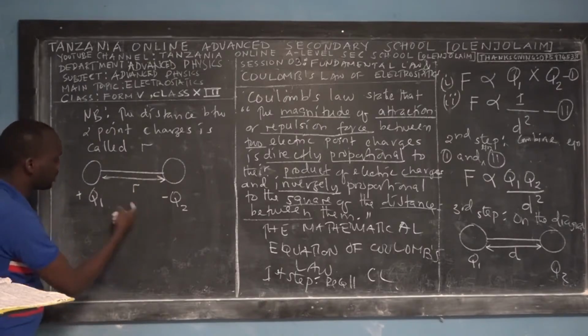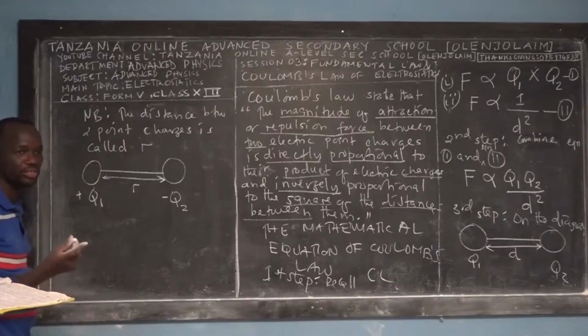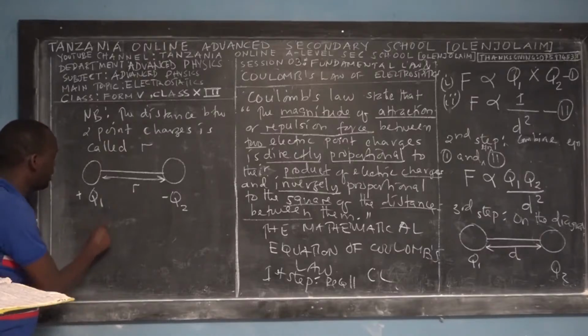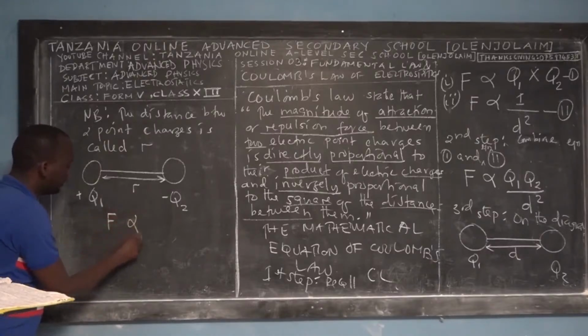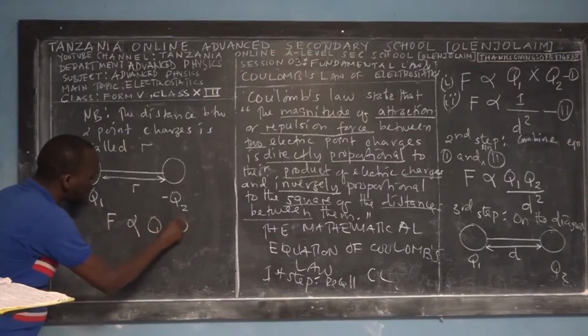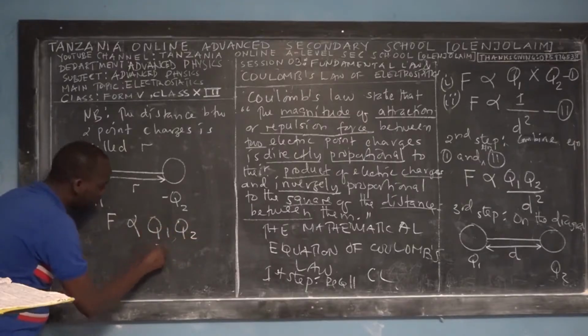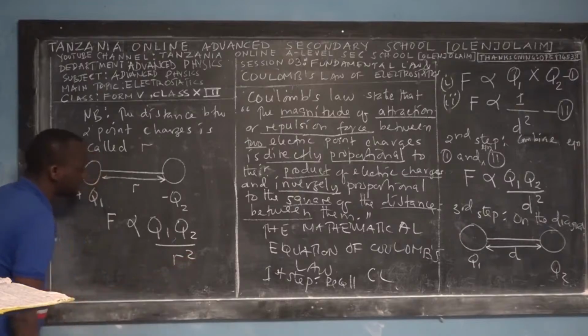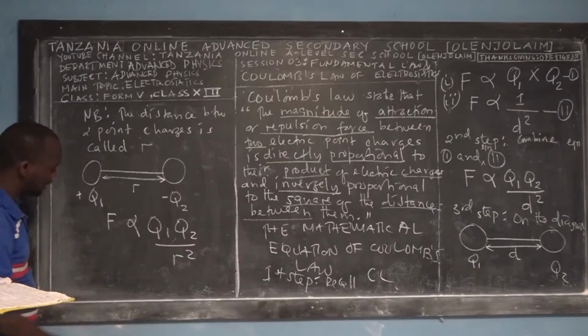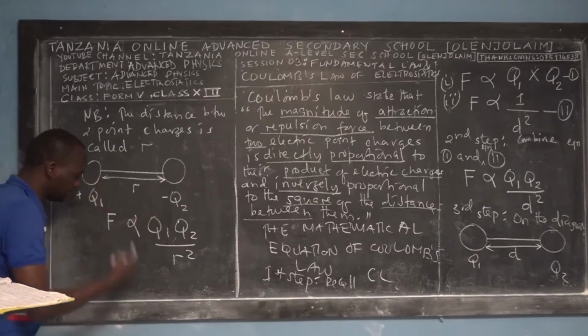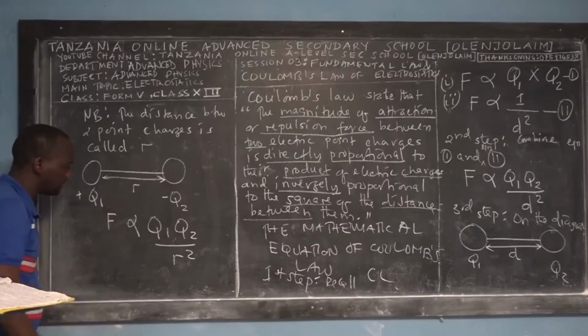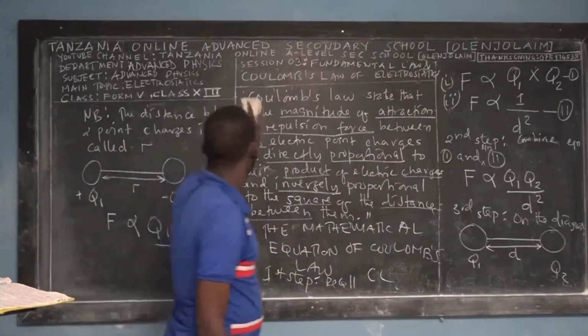So for this case, the unlike charges attract, according to the fundamental law of electrostatics. The force of attraction is directly proportional to Q1 times Q2, and inversely proportional to the square of the distance, right? So that is the situation. Don't worry about the sign first, because this is an attraction force, okay?